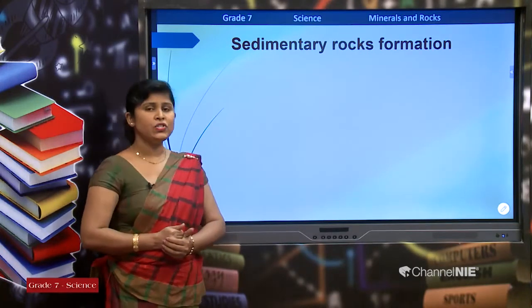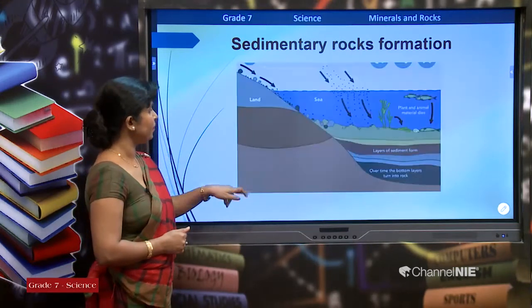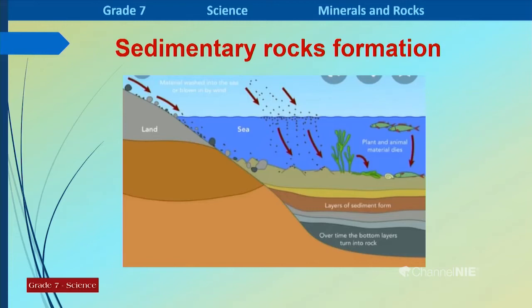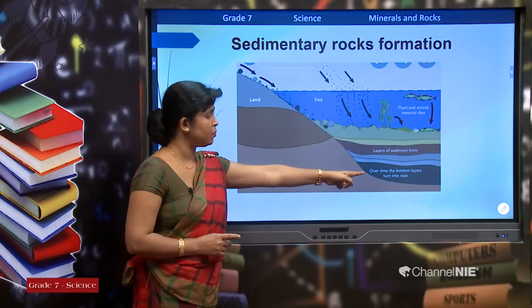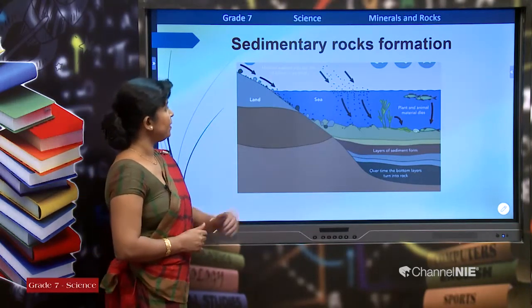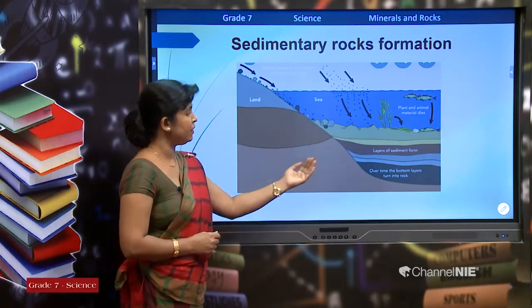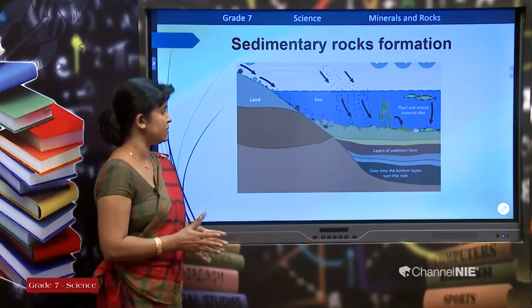Sedimentary rocks formation is indicated by this simple diagram. Right. I will explain the diagram. My dear children, you can see small pieces of rocks are taken by water and they get deposited on the bottom of the ocean, right. Then through the wind these small pieces are coming and they also get deposited on the bottom of the ocean or in the rivers, right.